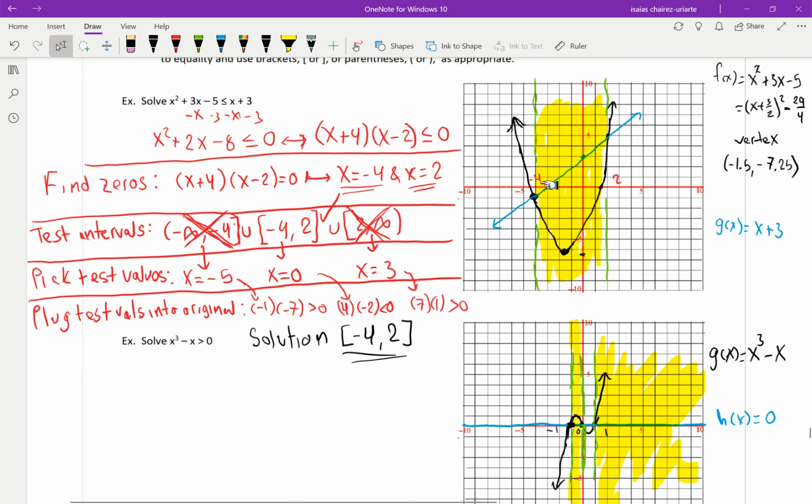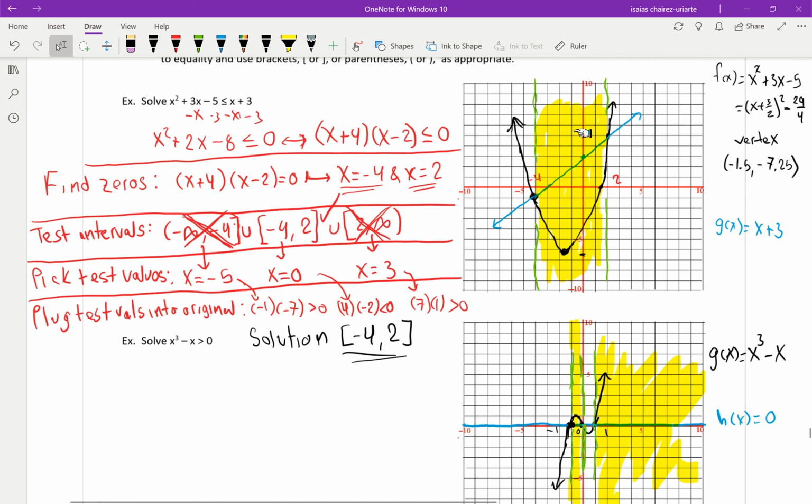I found the points of intersection. In order to find the points where these two graphs intersect, you need to set them equal to each other. And well, we kind of did that when we were finding the zeros. If you set them equal to each other and solve, you end up discovering that the points of intersection are when x is equal to -4 and when x is equal to 2. Those are the points of intersection.